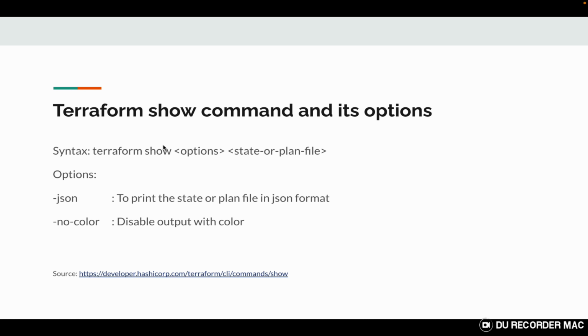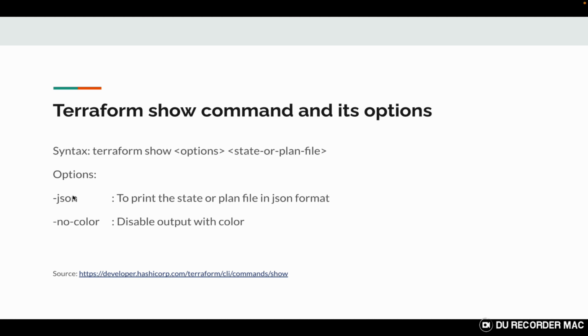So let's see what's there for the show command. This is the syntax, terraform show, and we provide all the available options, and we'll give as input the state or the plan file. The show command is basically used to show what's there in the state file and your plan file, the plan file which you create through the Terraform plan command. If you want to display it on the terminal or in your Terraform automation, like the CI/CD pipeline, in that case Terraform show will be very helpful.